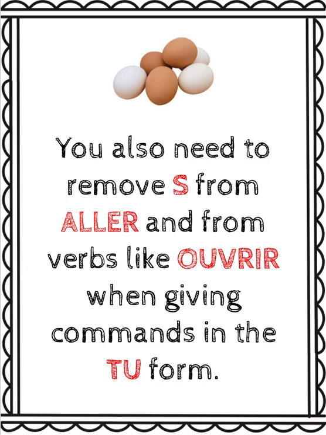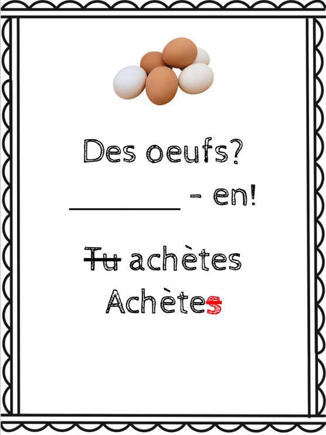Ouvrir. Remember that verbs like ouvrir, offrir, souffrir, for example, even though these verbs end in IR, we're going to treat them like ER verbs because they're conjugated like ER verbs. All right, so we'll take off the S of ouvres, O-U-V-R-E-S, take off the S when giving commands in the tu form. Now let's get back to our example. Des œufs, and then we want to use our verb achètes. Now look, I've got the S in red and I've marked it out, right? Because usually we're not going to use that S in the tu form.